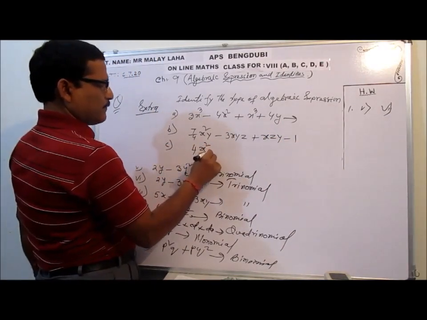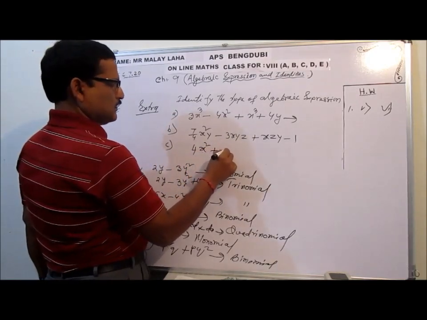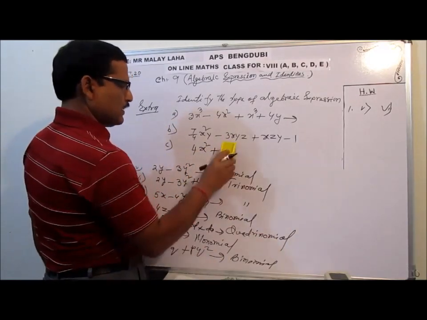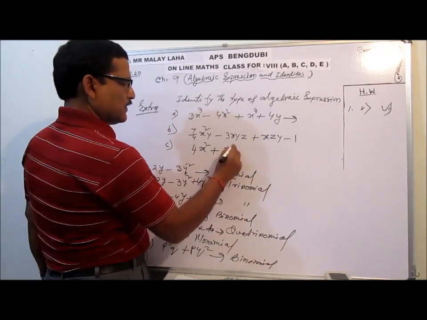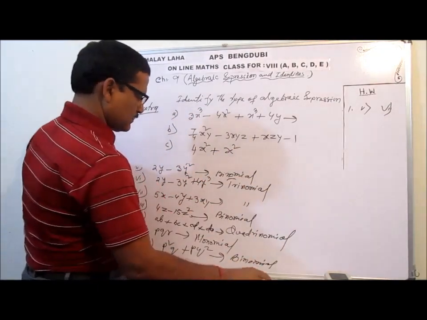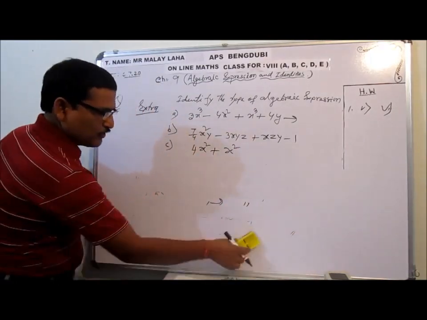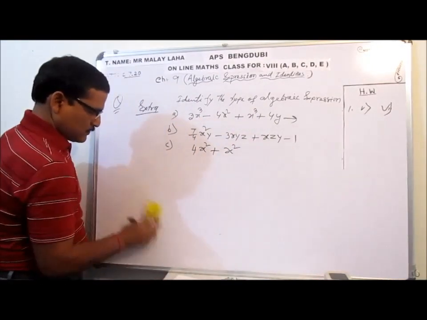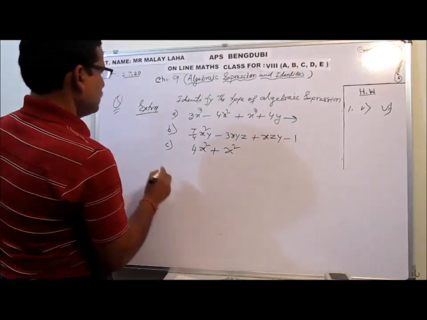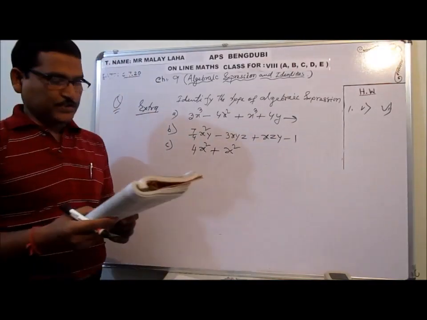4x square plus x square. Okay? 3 questions I am giving extra. You will write down on your notebook. Okay? Now, coming to next question.